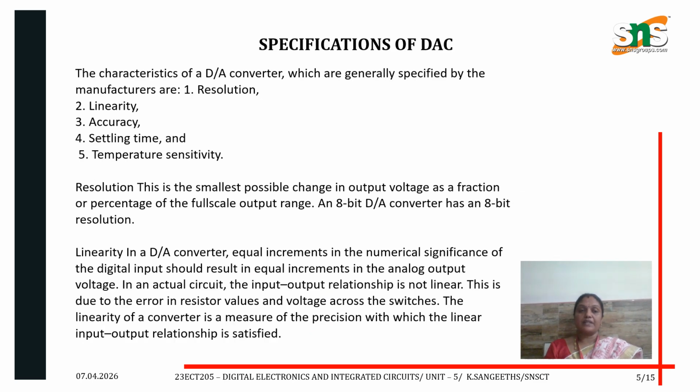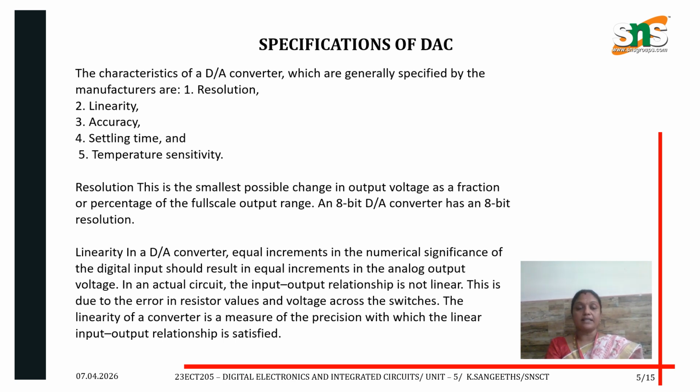And there are some specifications. The main specifications are resolution, linearity, accuracy, settling time and temperature sensitivity. Let us see them one by one. The resolution is the measure of the smallest possible change in the output voltage, as a percentage of the full scale output range. An 8-bit D/A converter has an 8-bit resolution.